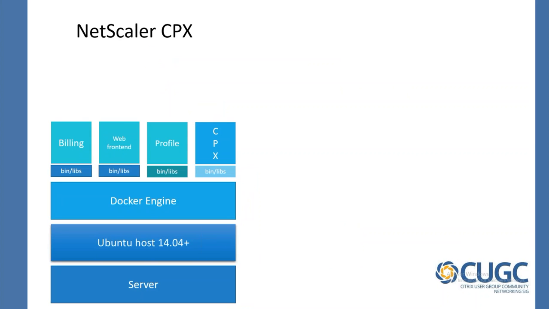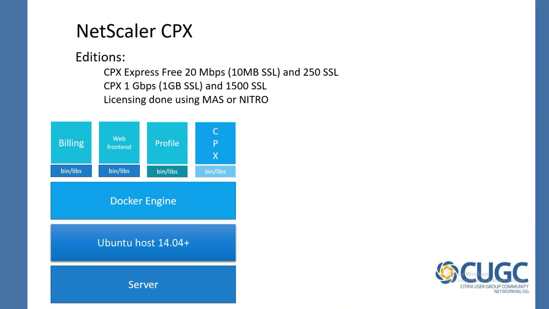So the CPX, which is containerized NetScaler, can run alongside the other containers that I have for my e-commerce website: the billing, the web front end, and the profile. As of now, it's supported running on an Ubuntu host, which might be a physical or virtual host. It needs Docker installed. It comes in 2 flavors. It has the CPX Express, which is free for download. It has a bandwidth cap of 20 megabytes per second.